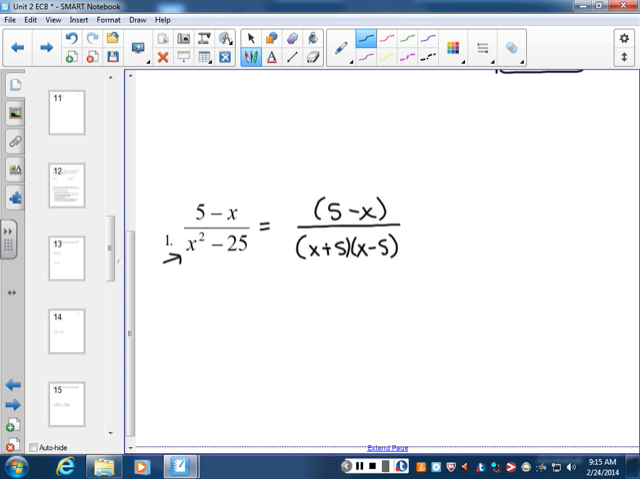There's negative 1 on top. So this is the case of our opposites. So the 5 minus x and x minus 5 are opposites, so I can cancel them, but they leave a negative 1.